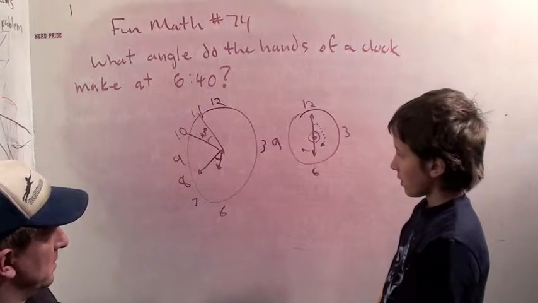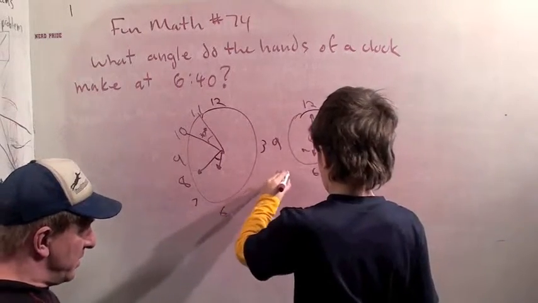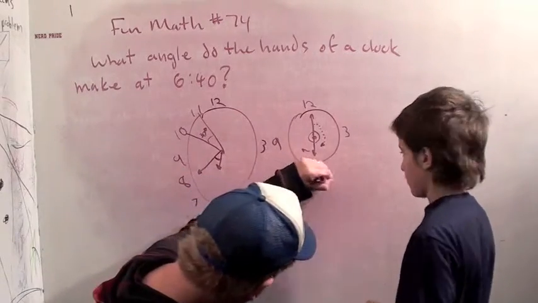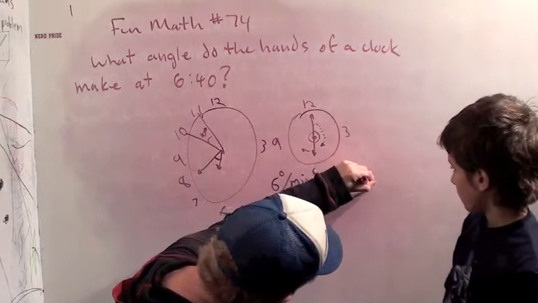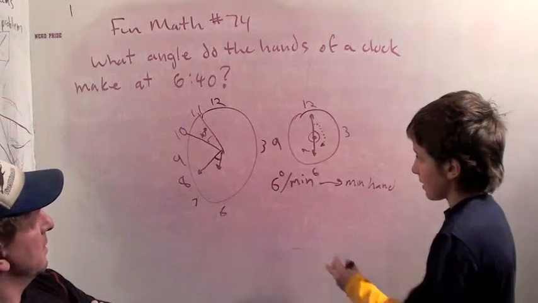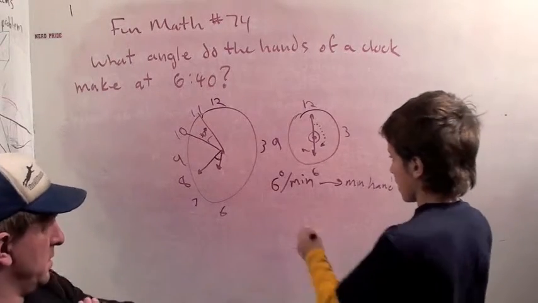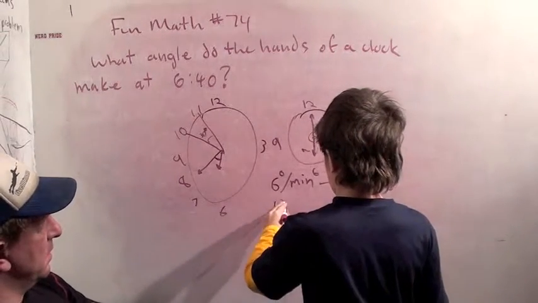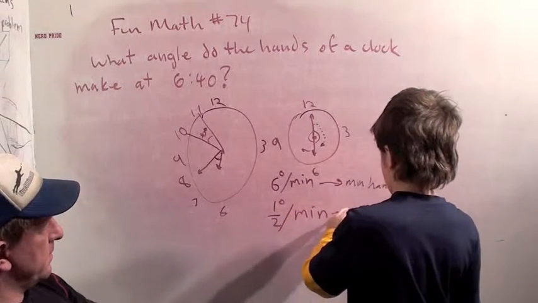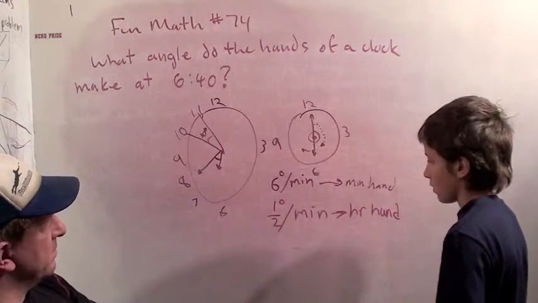So it moves 6 degrees a minute. All right, so the minute hand moves 6 degrees a minute. This is the minute hand. And the hour hand takes an hour to cross 30 degrees, which means it's half a degree per minute. All right, great.